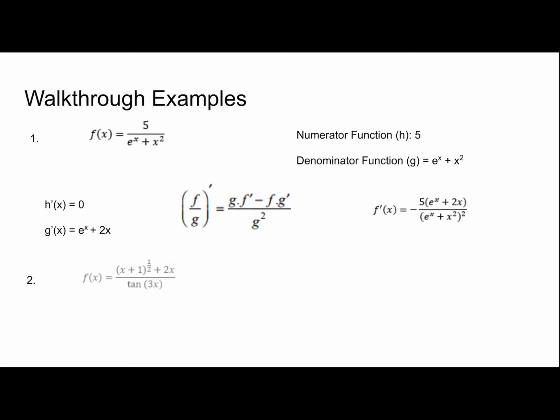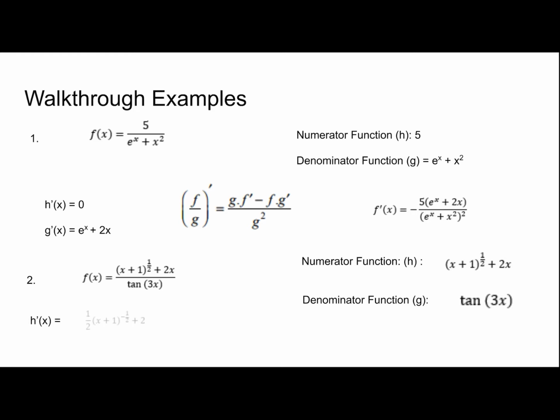For question 2, we have x plus 1 to the power of 1/2 plus 2x over tan of 3x. In this case, we're going to be using the chain rule as well as the quotient rule together. We're going to write out our numerator function, that is x plus 1 to the power of 1/2 plus 2x. Our denominator function is tan of 3x. If we find the derivative of each of these, we'll get that h dash of x is 1/2 times x plus 1 to the power of negative 1/2 plus 2. Our g dash of x would be 3 times tan 3x times secant 3x.